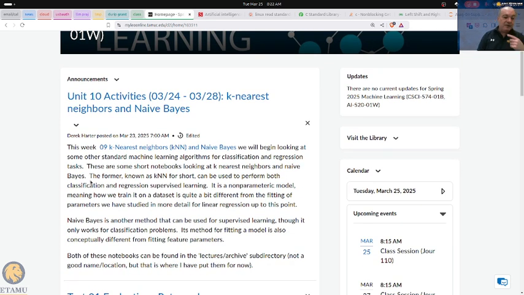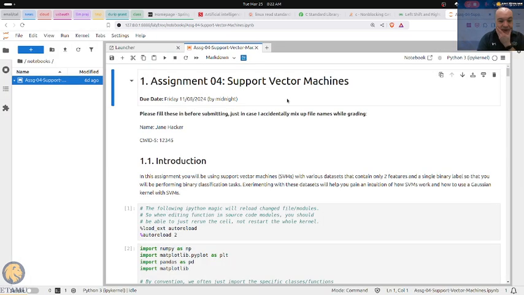Also, I did switch these around, but I didn't really have the numbers switched around. So the notebook is probably still labeled 9 instead of 10. Just be aware of that. But we are working on 9 and 10, and we're mostly doing stuff on support vector machines this week.